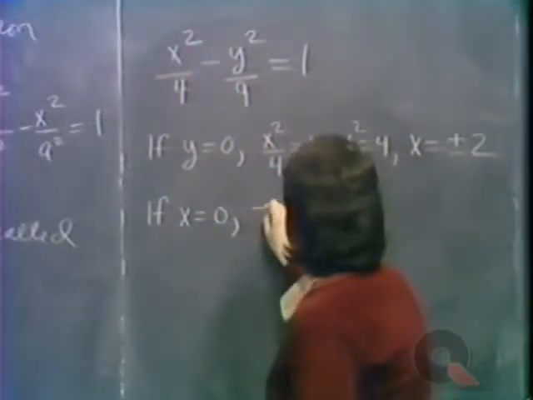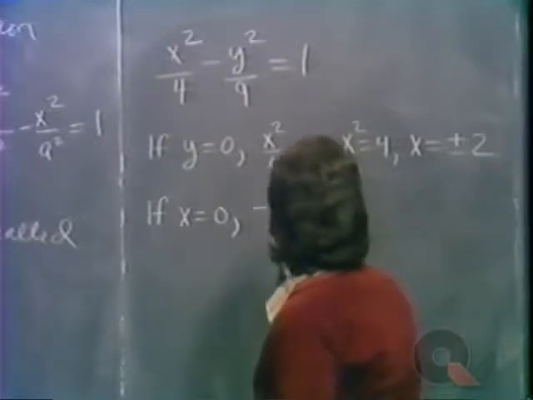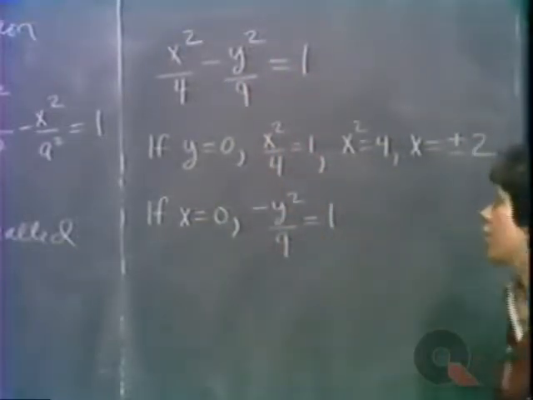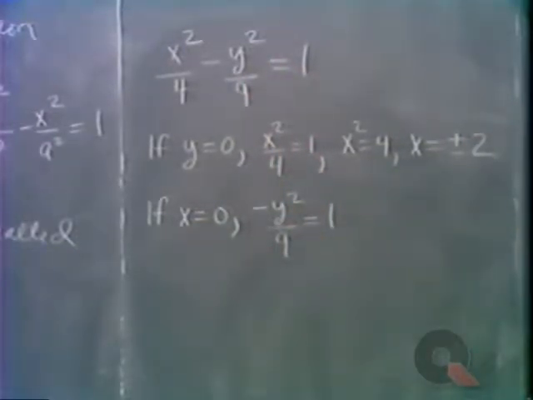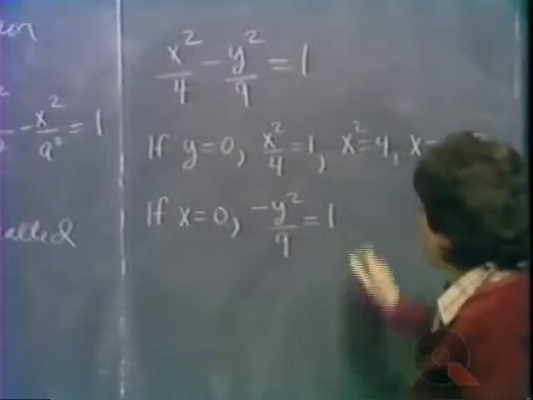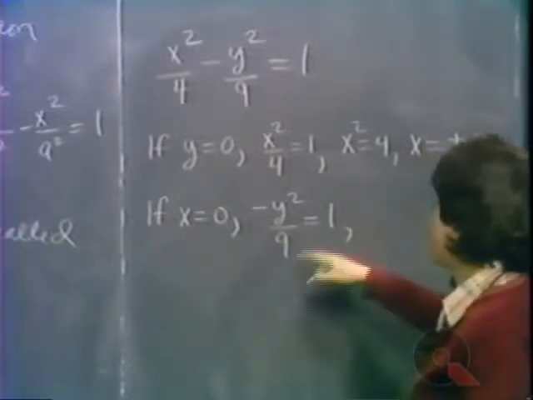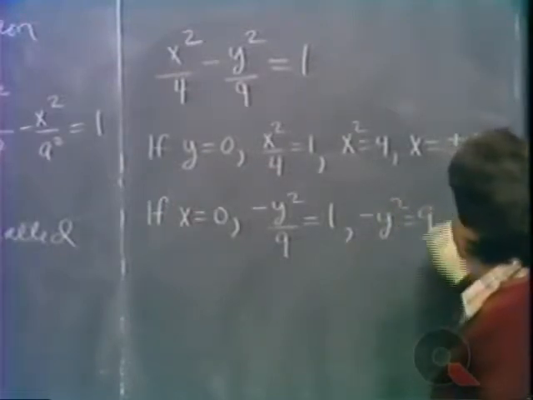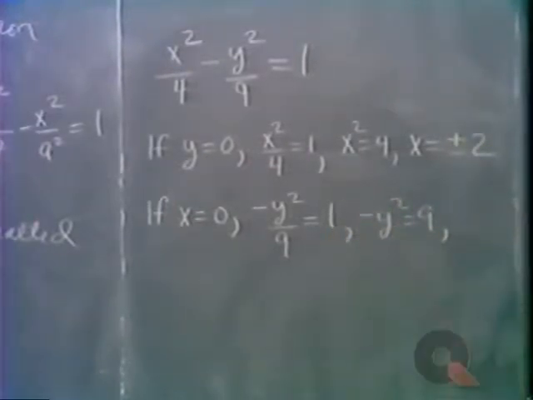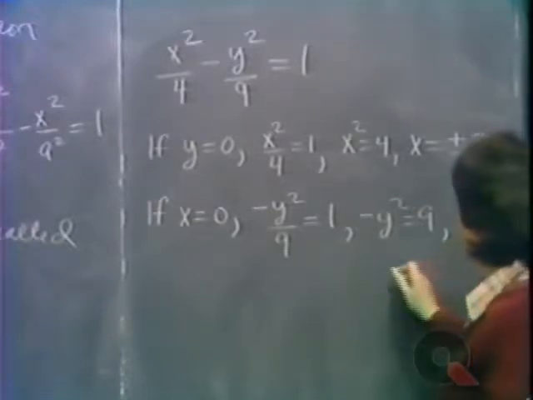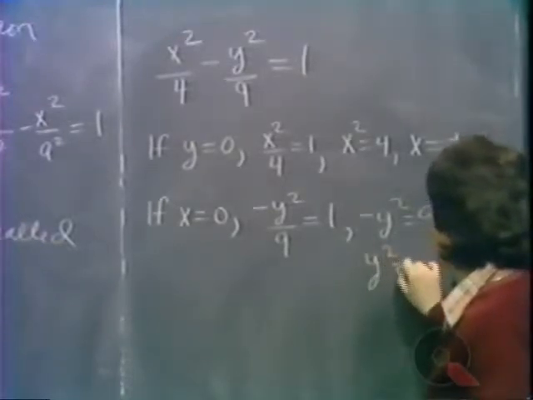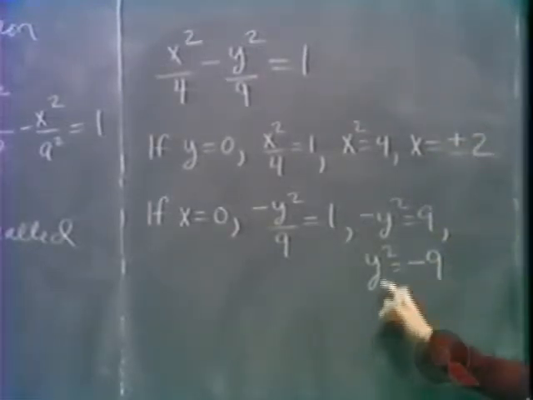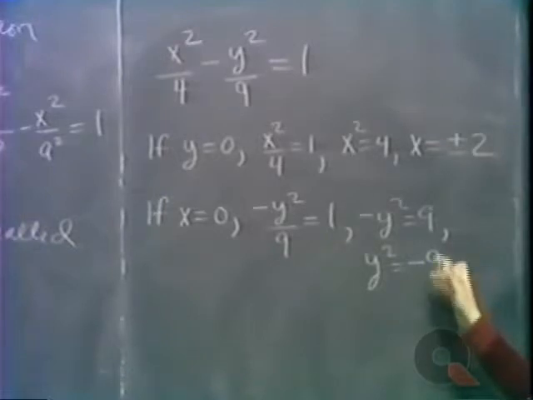we get minus y squared over 9 equals 1. Multiplying both sides by 9, minus y squared equals 9. Then multiplying both sides by minus 1, we get y squared equals minus 9. And we cannot find any y-intercepts because we would try to take the square root, and you can't take the square root of a negative number.